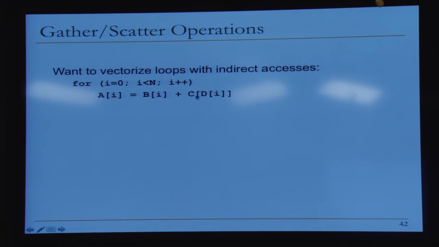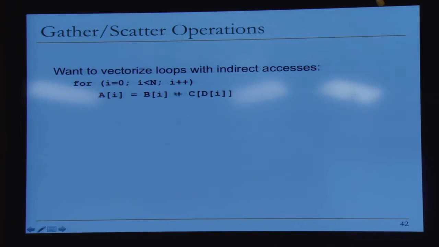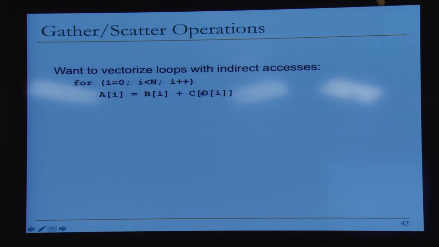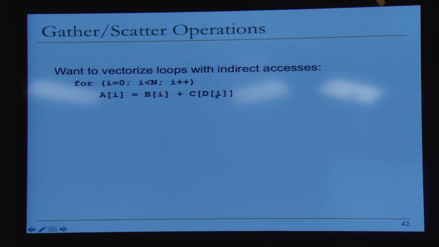Is this loop vectorizable? It is really vectorizable, all right. Except the memory system could be a bottleneck if you don't have gather-scatter operations. What's happening here is you really have an indirect access through a vector D. D is really the index vector, which specifies the indices of C that you want to load. Now, this is regular. The consecutive elements of D could be stored in consecutive locations, but the elements of C that you're accessing may not be in consecutive locations, because elements of D could be anything, right?